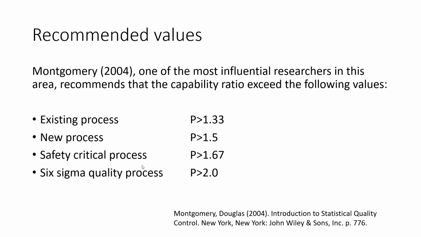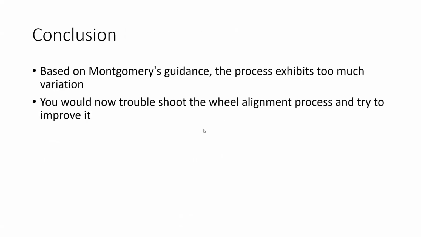Okay, so from our data, we had 1.09 for an existing process. And based on Montgomery, that wouldn't be good enough. What would you do? Well, you would troubleshoot the wheel alignment process and try to improve it somehow. This is where you get to have fun with the engineers on the floor, and that's the part that we can't do in the classroom. What you wouldn't do is tell the workers to try harder or to be extra careful, because that wouldn't do anything. Okay, that ends this segment.